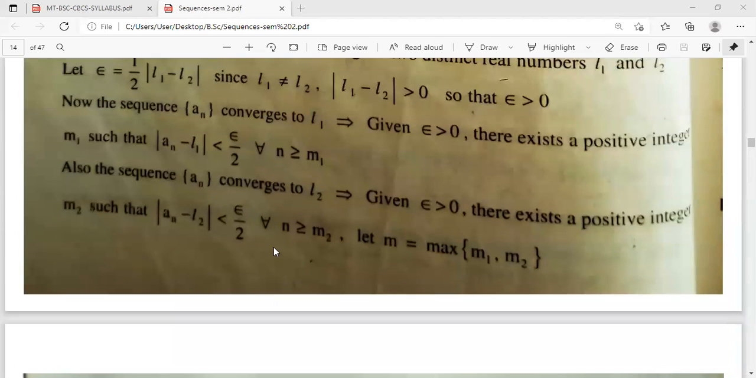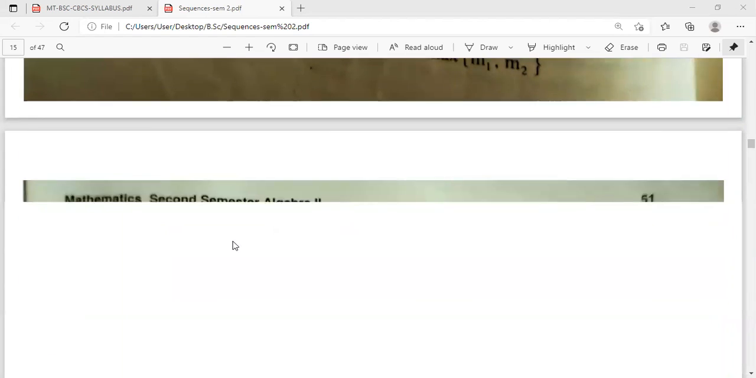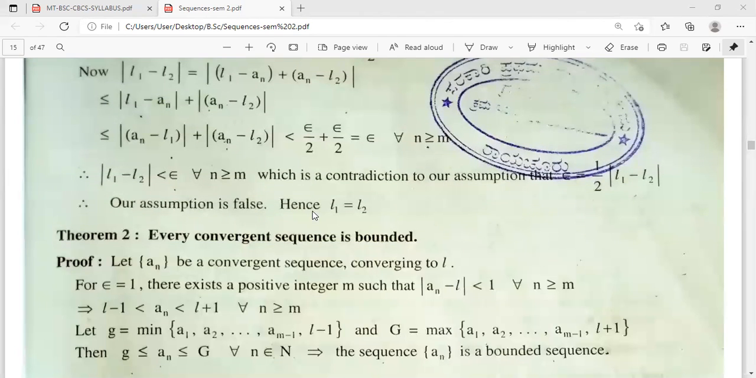Whatever we took at the starting, |a_n − L1| and |a_n − L2| less than epsilon by 2, you got to say. Now what we got here is that two limits do not exist; the limit is unique and finite, and that's why you are writing here L1 equal to L2.